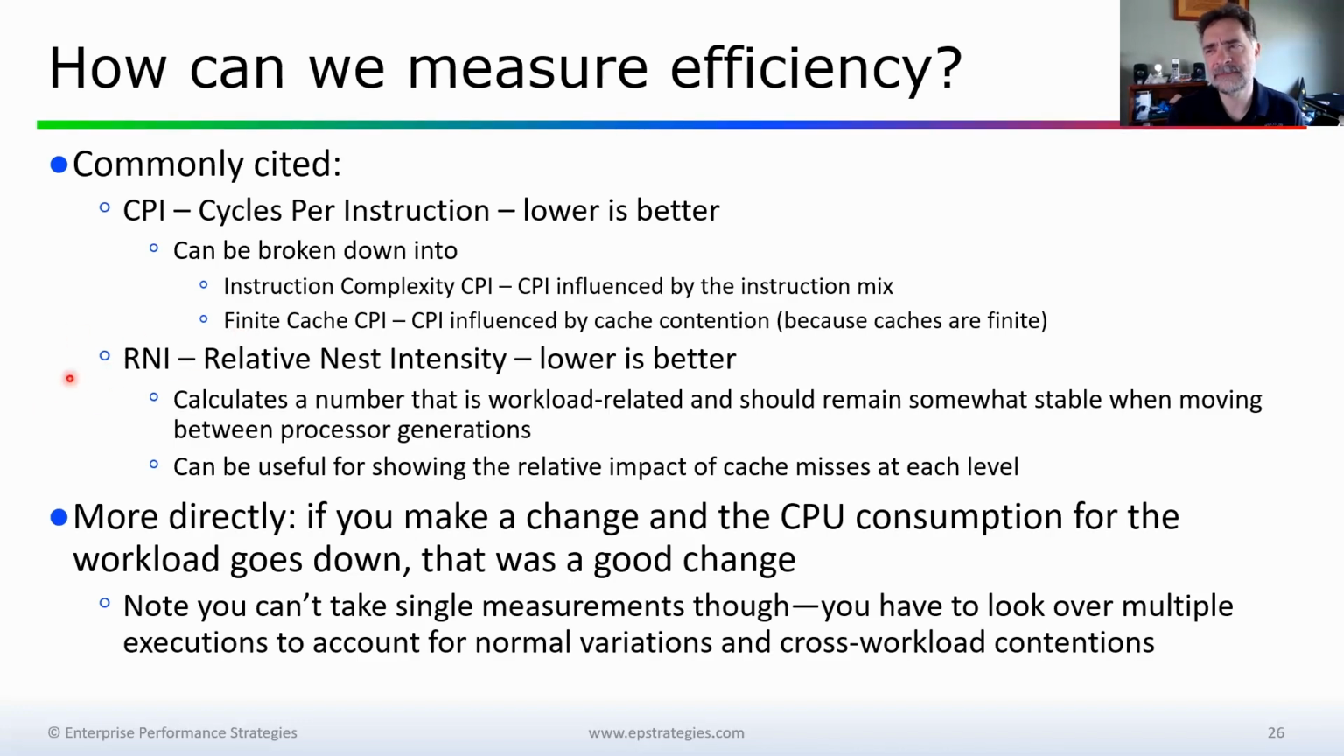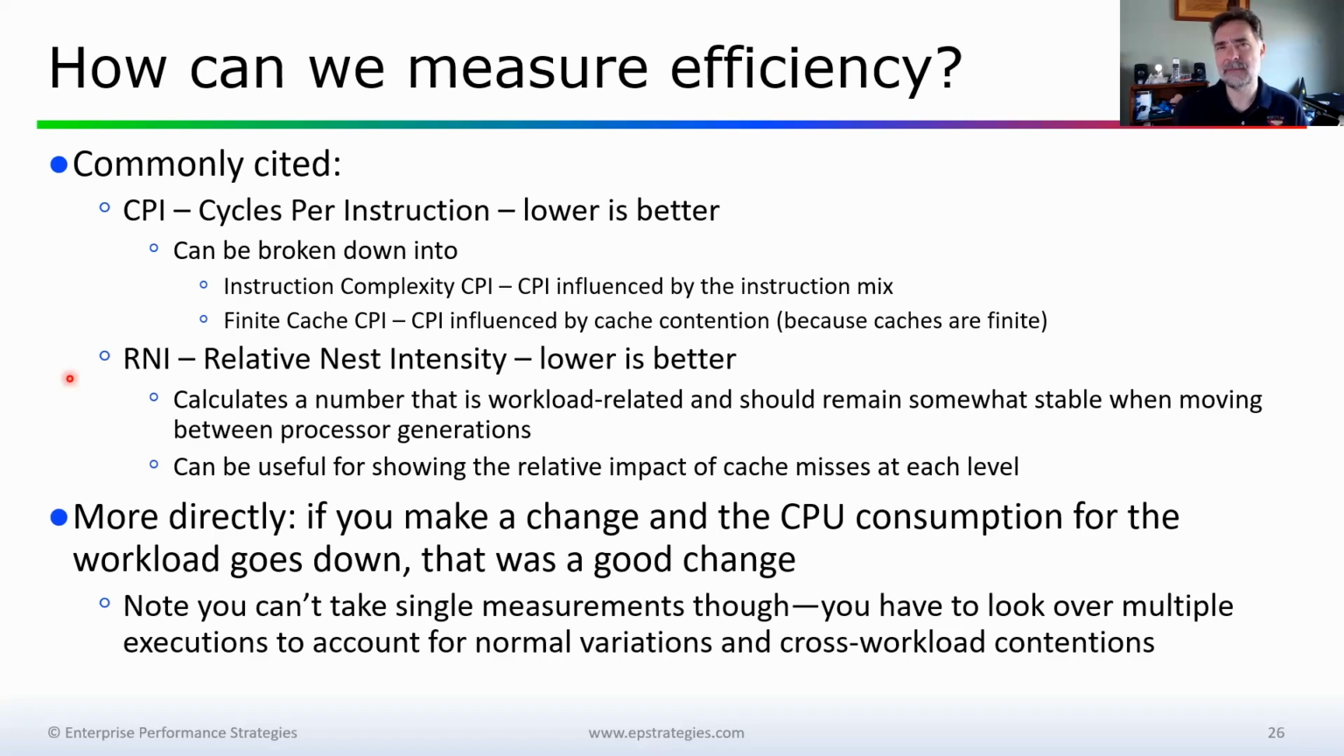The other measure, which is somewhat less interesting to me. It's interesting, but it's a little squishier, I think, is the relative nest intensity. This is a calculation based on a formula provided by IBM that calculates a relative number that is workload related and should be relatively stable when moving between processor generations. Basically, it's useful for showing the relative impact of cache misses at each level. So if your RNI is lower, that means that you're probably getting more of your data out of the lower level caches, the L1, L2 caches. That's more efficient. Lower RNIs generally mean you're getting more effective capacity out of the machine for your particular workload.